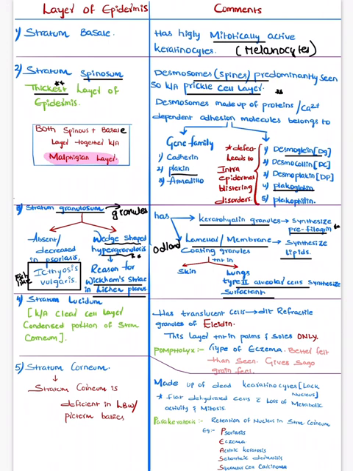Okay, now stratum lucidum. This stratum lucidum is present only in thick skin, guys. It's not present always. So this has translucent cells, lucid. Okay, and there are refractile granules of eleidin. Okay, guys. Now, this layer is present in palms and soles.